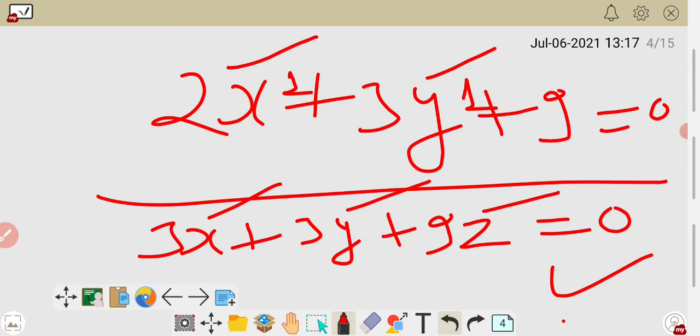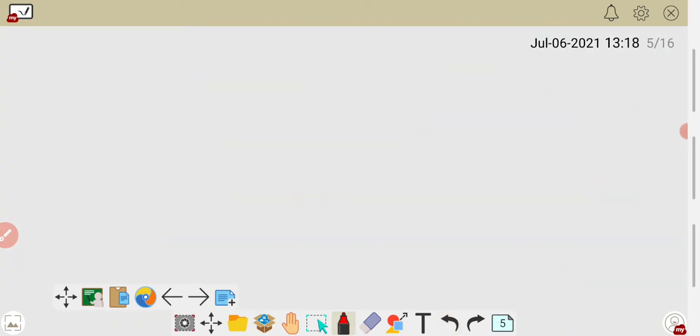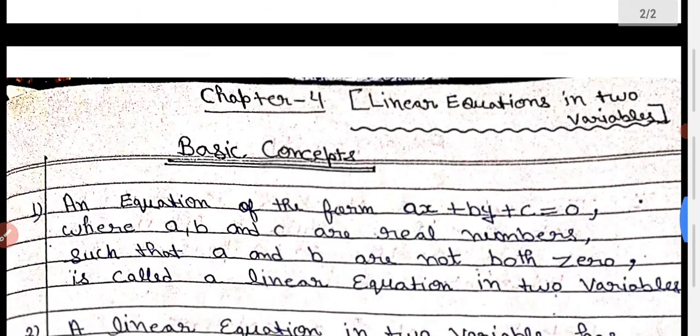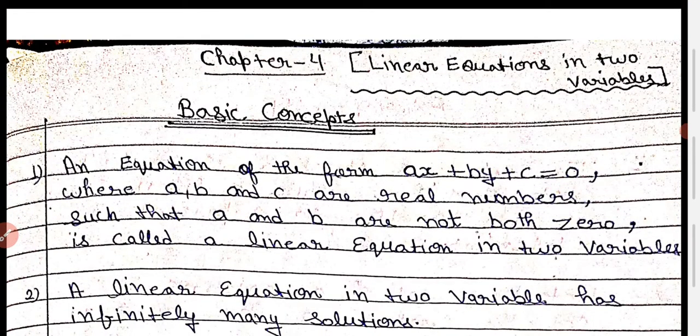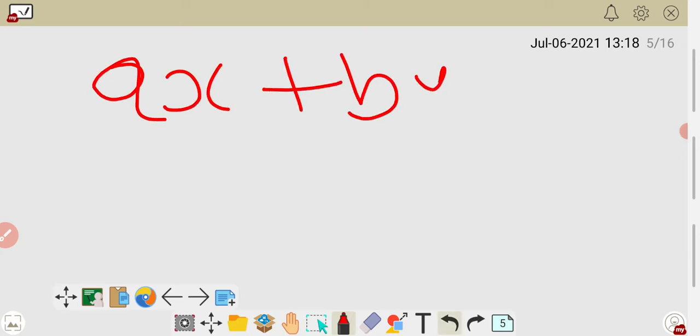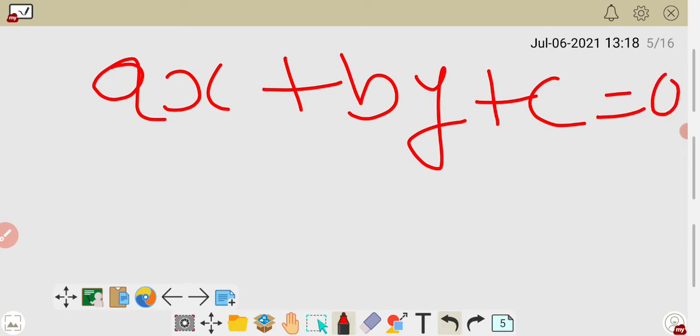Now come to the basic concepts. I will explain some basic concepts. The first basic concept is an equation of the form ax plus by plus c is equal to 0. First you have to know what the standard form of a linear equation is. The standard form is ax plus by plus c is equal to 0.